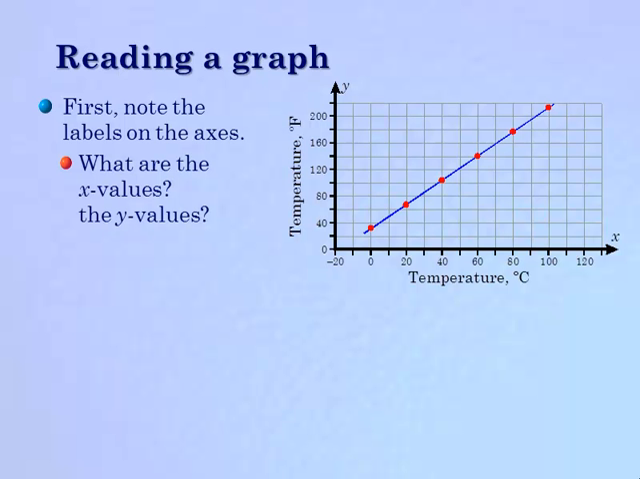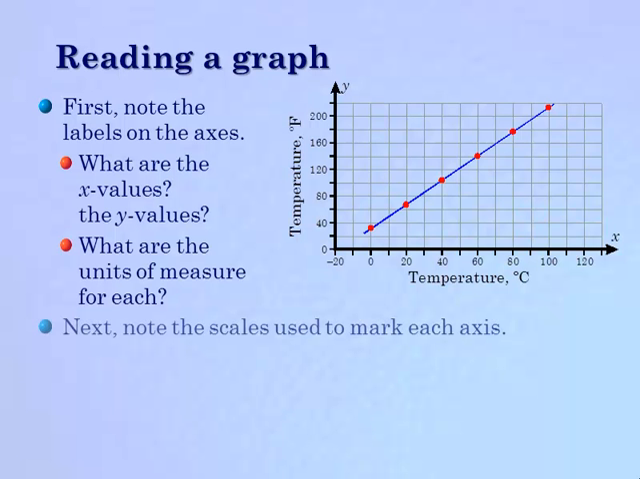And which ones are the x values? X values are the Celsius temperatures, and the y values are the Fahrenheit temperatures. So the ordered pairs out here would be first the x value, as in 40, and next the y value, which might be 100. Next thing you need to notice is what is the units of measure for x's and y's. So in this case, we're graphing Celsius degrees, and y will be Fahrenheit degrees.